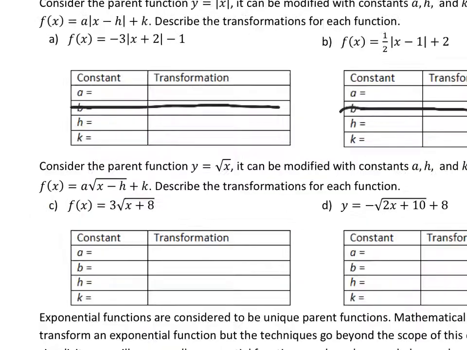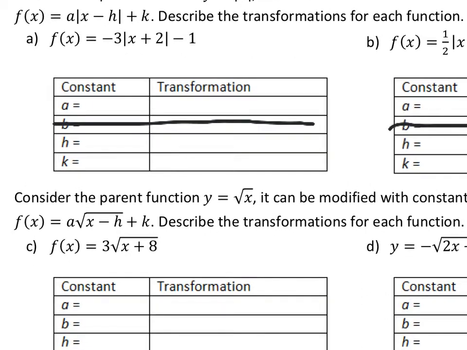Okay, so letter A. What is A? A is what's telling us to reflect or not, and if we need to stretch it or compress it. So in this case, it's -3. H is what's in the absolute value. It's telling us to move left or right, so that's a -2. Again, because our formula is x minus h. Since we have +2, it would be minus a negative. And k is -1. So now let's, in the next column, tell me what happens.